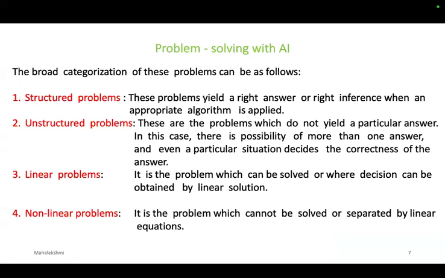During problem solving, problems can be categorized into four types: structured problems, unstructured problems, linear problems, and nonlinear problems. What is a structured problem? These problems yield a right answer or right inference when an appropriate algorithm is applied. They yield only structured outputs, solved in a step-by-step manner. They are known as structured problems.